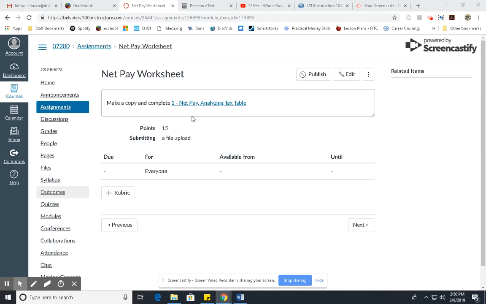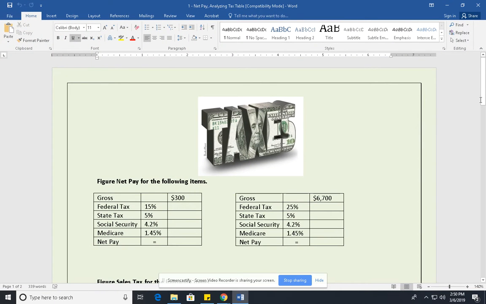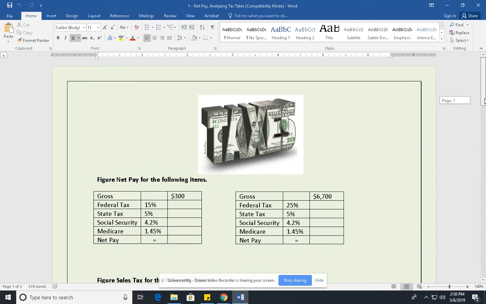All right, guys, in this assignment, we're going to talk about the net pay worksheet. So go ahead and open up the file. It looks like this. Net pay means how much money you make after taxes are taken out of your paycheck. So that's exactly what we're going to look for.